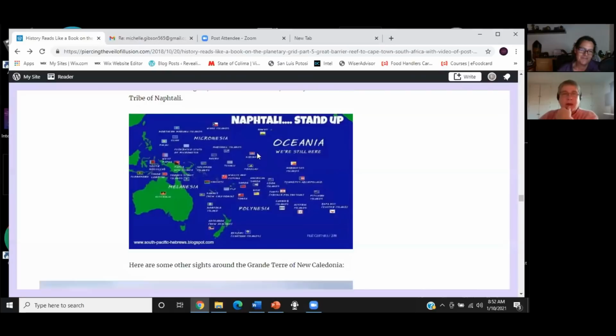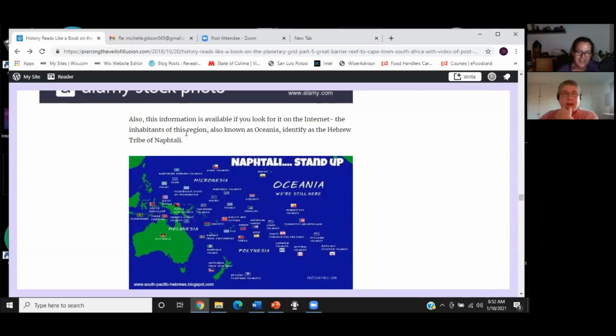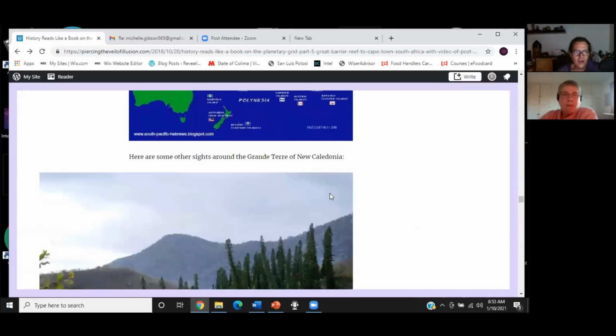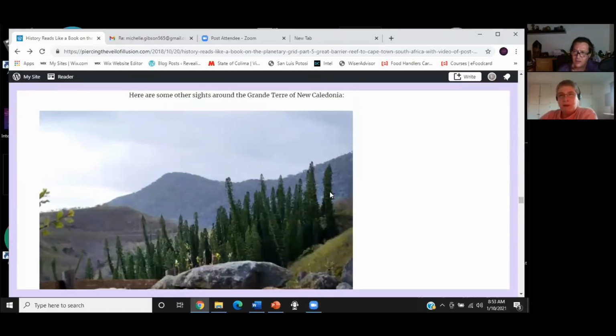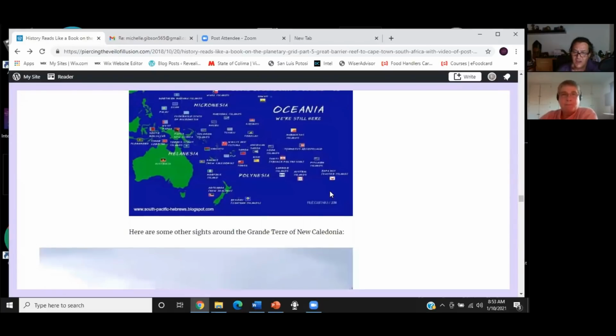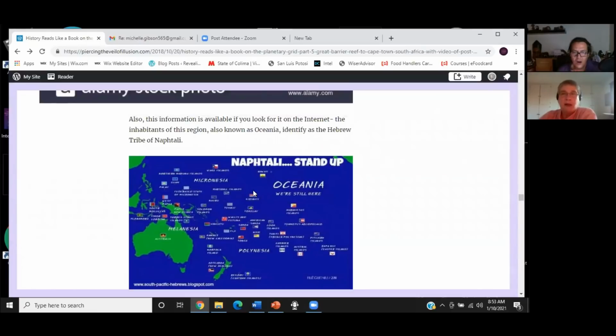Again, you've got inhabitants of the region that's part of Oceania that identify as the Hebrew tribe of Naphtali. Really? And I think that's part of how the Polynesians and others say that they're an ancient Hebrew tribe. So the Aborigines in Australia are saying they're Reuben. These guys are saying they're Naphtali.